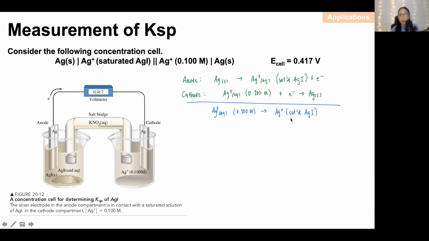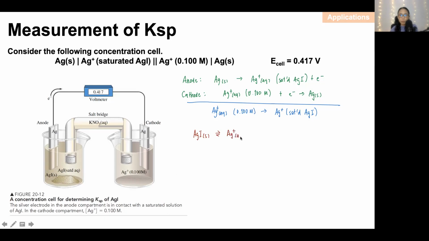So from here, how can we measure Ksp? Recall that when you learned about Ksp, so let's write the dissociation of silver iodide.